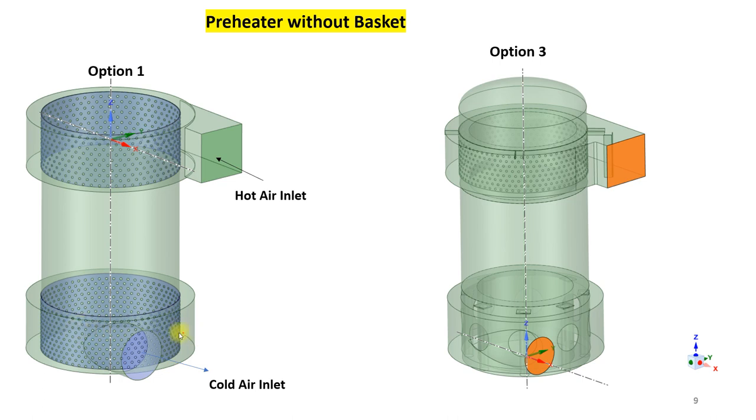For option one, we are putting a number of holes. We are putting 550 holes, and on the other side we are putting 8 bigger holes. We may have some other option to provide better flow distribution as well as to get a lower pressure drop.